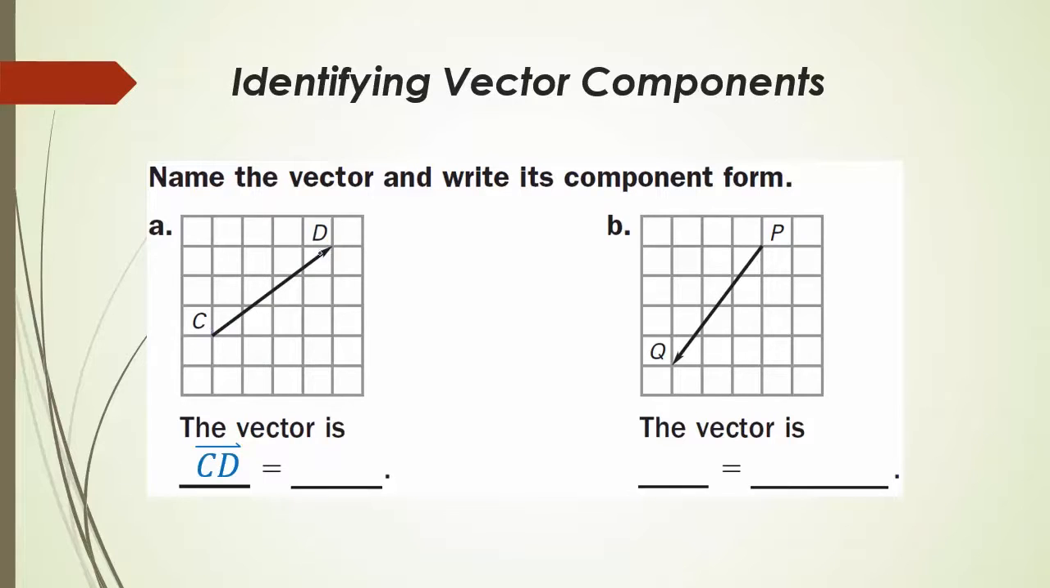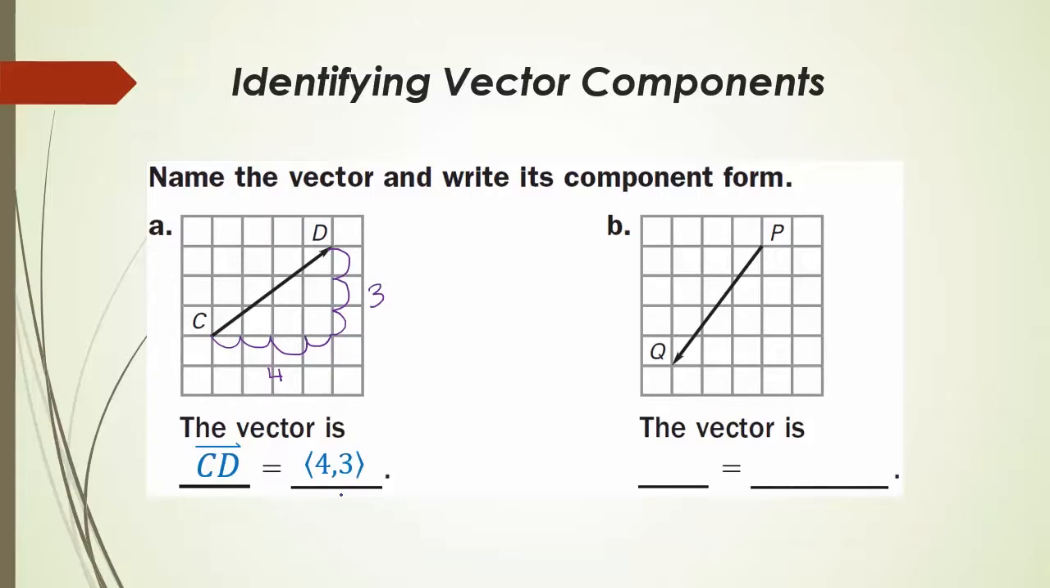And notice, to go from C to D, I'm first going to look at my x direction. So from here to where D is, I'm going 1, 2, 3, 4 units to the right, so it's positive, and then going 1, 2, 3 units up. So the vector form is 4 and 3, where 4 represents the x direction and 3 represents the y direction.